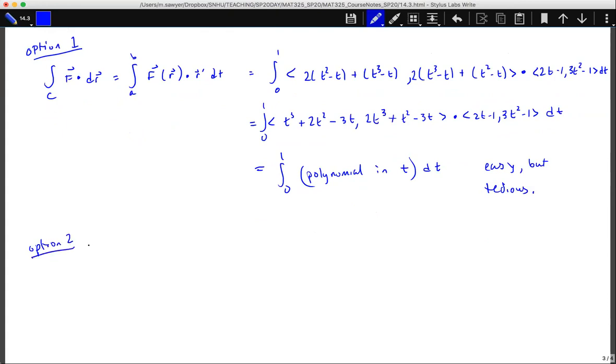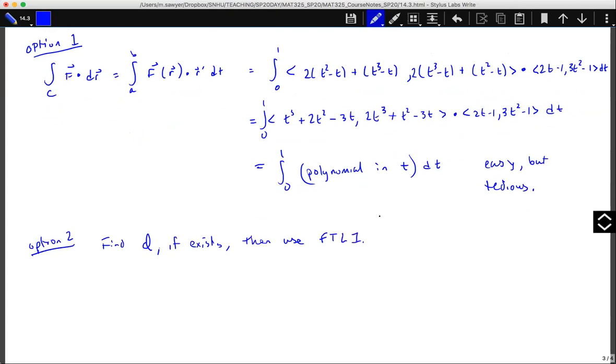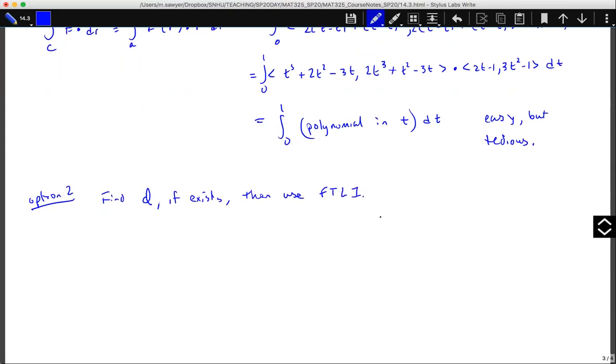So let's find a potential function phi, if it exists. Because if it exists, then we can use the fundamental theorem of line integrals. So let's first check that the potential function exists.